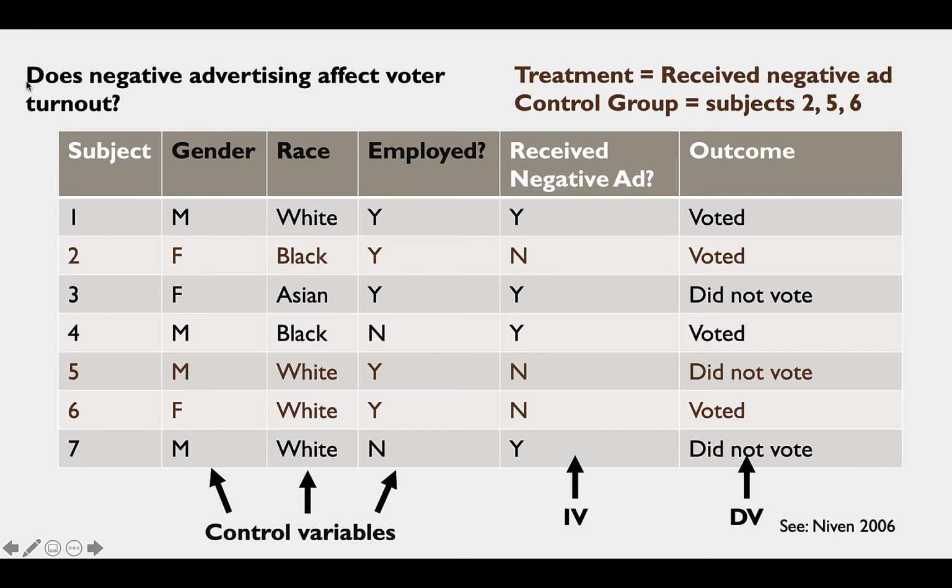The outcome, the dependent variable that he was looking at, was voting, and the independent variable was receiving a negative advertisement. Again, this was divided into a treatment group that got the ad and a control group that did not get the ad. Since he randomly selected people to receive the ad, any alternate explanations, here labeled control variables, that might explain voting, such as gender or race, were randomly distributed between the two groups and therefore can be ruled out. This is just one example of how we use experiments in political science.